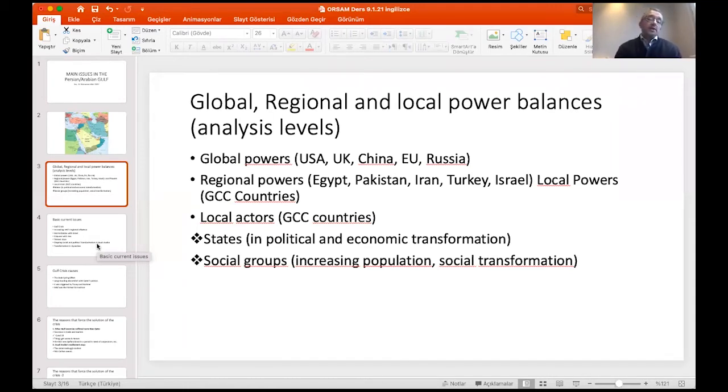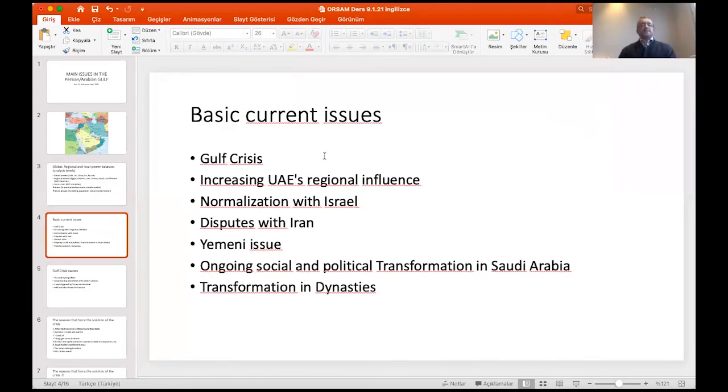Okay, and then in that lens, we can analyze the Gulf issues. Recent Gulf issues, from that perspective, then let's look at the main topics, the basic current issues. In the first instance, we can list the Gulf crisis, because it is a very new, very fresh issue in the minds of all the actors related with the Gulf issues, and the increasing UAE's regional influence in the second row, and the normalization with Israel, and the disputes with Iran.